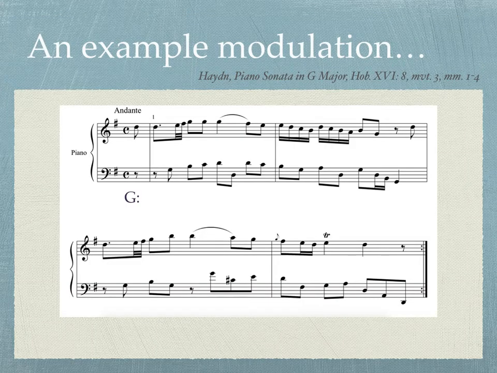Let's begin with an example from Haydn's Piano Sonata in G major. The excerpt begins in G major. While listening, see if you can hear if the excerpt concludes in G major or not.